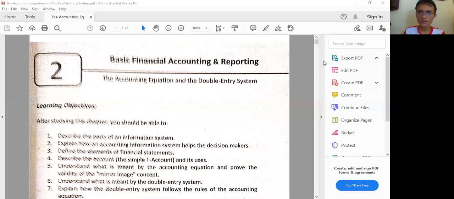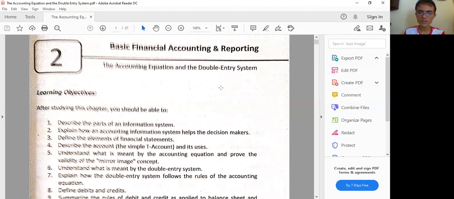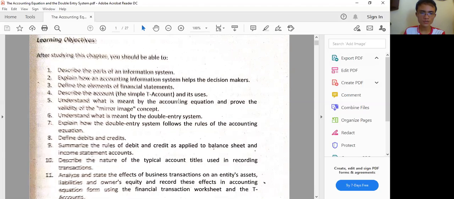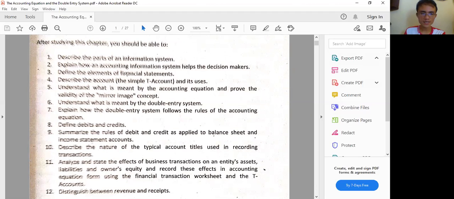Anyhow, to begin, hopefully it's visible on your screen, here are our learning objectives in the chapter. We describe the parts of an information system. Then we are going to explain how an accounting information system helps the decision makers. So what is this accounting information system and how does it help? Then we also have to define the elements of financial statements. We are going to focus on those three particular objectives or outcomes that every student should get at the end of the chapter.